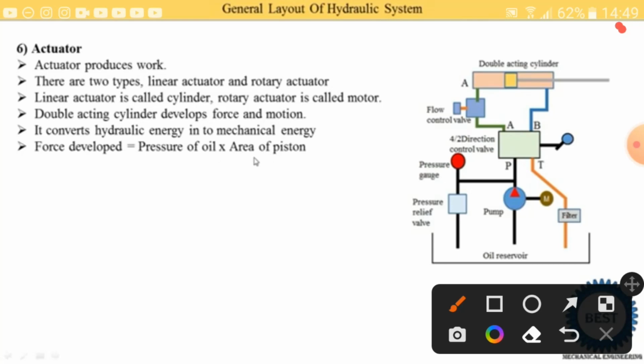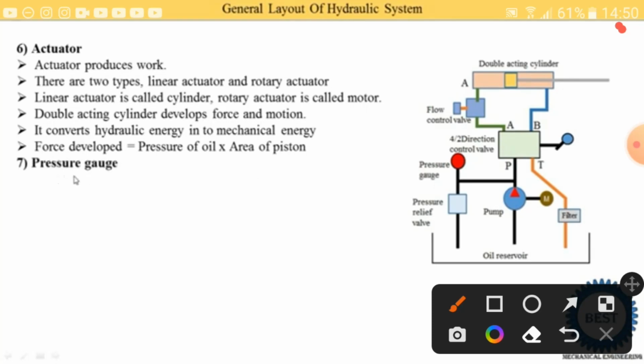Here we see that the force developed is directly proportional to the pressure and the area. So if we increase the area, force is increased. If we increase the pressure of oil, the force is increased. By increasing the pressure of the oil, we are able to achieve more force. Suppose we require more force, we have only one option: to increase the pressure of the oil, because the area of the piston is fixed. We are not going to change the area of the piston because it is a fixed component. So if we want more force, we increase the pressure of the oil supplied to the actuators. In actuators, hydraulic energy is converted into mechanical energy.